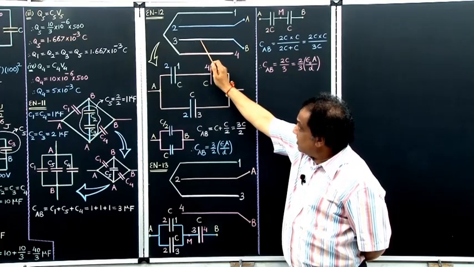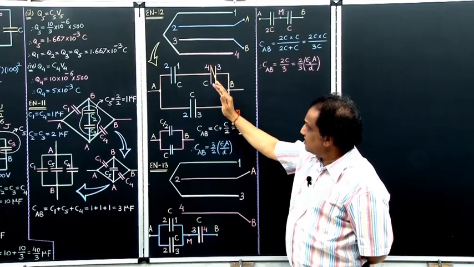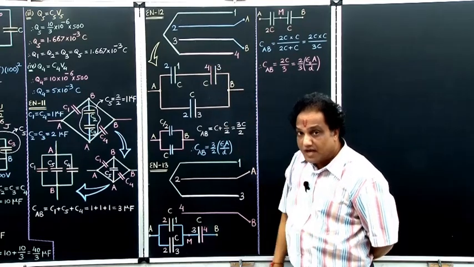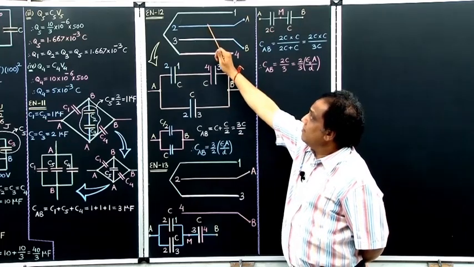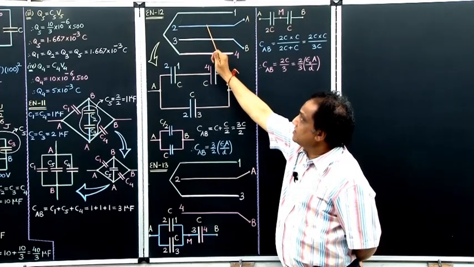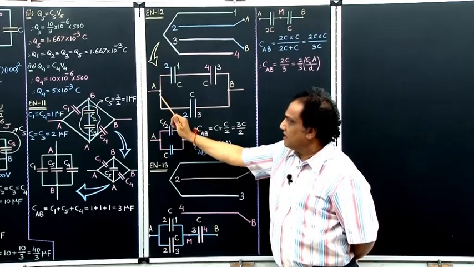Opposite to lower face of plate number 3, there is plate number 4. And which plates are connected at point A? Only plate number 2, upper and lower faces, correct? Come on, at point A, upper and lower face of plate number 2 are connected.